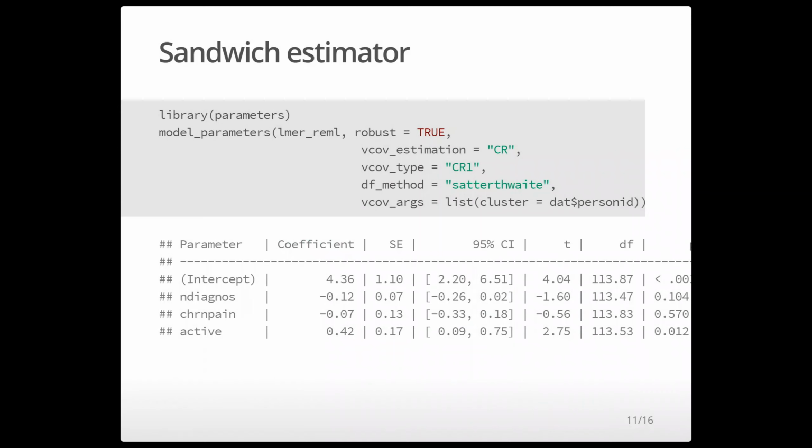This is how you call the robust standard errors in the parameters package. The function is model_parameters. You need the vcov_estimation, vcov_type, and vcov_args arguments. The first two you can always set to CR and CR1. The vcov_args needs to identify the cluster identifier, so it's list and then cluster equals your cluster identification variable. Then of course you want to set robust equals TRUE, and you need to specify your degrees of freedom method, and in this case, Satterthwaite.